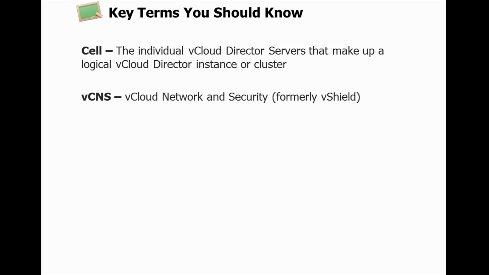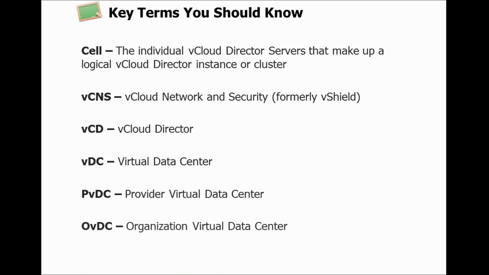The next is VCNS, and I've mentioned that prior, and it's the vCloud Networking and Security Suite. It was formerly known as vShield. Then there's VCD, vCloud Director, and VDC, Virtual Data Center. And on top of VDC, you've got two other acronyms, PVDC and OVDC. PVDC is the Provider Virtual Data Center. This is where we've actually taken those hardware resources, those pools of compute and network and storage, and we've turned it into a provider level virtual data center, which is going to provide resources for the organization virtual data center. And we'll go over that in much more detail in further lessons.